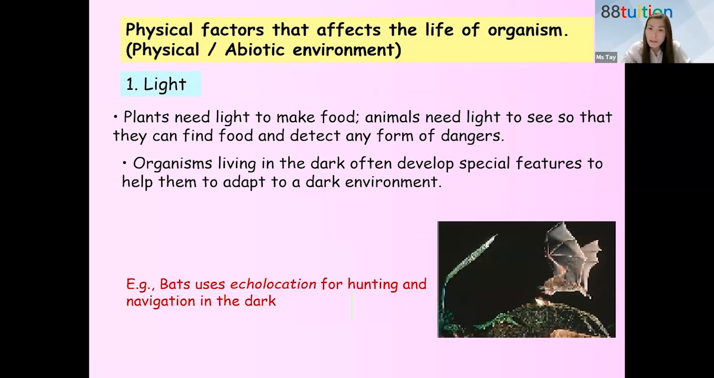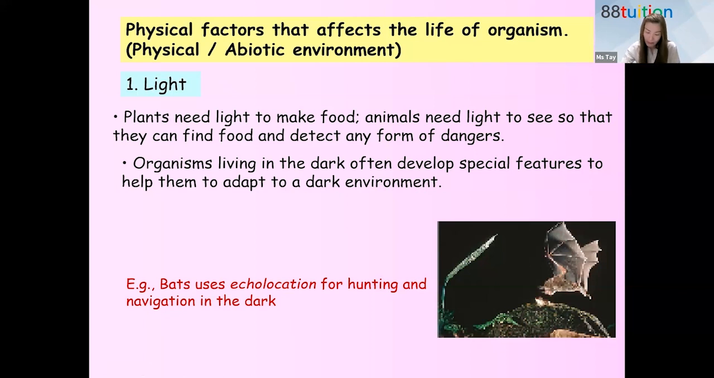So what do we need in an environment in order to survive well? One of it is light. Plants need light to make food. Animals need light to be able to see. And those who live in the dark have special features, they have adaptations. So it's not something that is unfamiliar to you. You probably copy and paste it in your PSLE exam, submit the paper and everything is forgotten. But slowly, if you go and read again, you should be able to recall all this. It's not something that is too tough or too foreign to you.